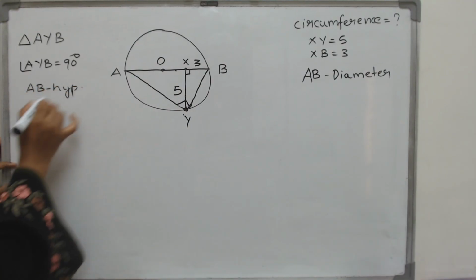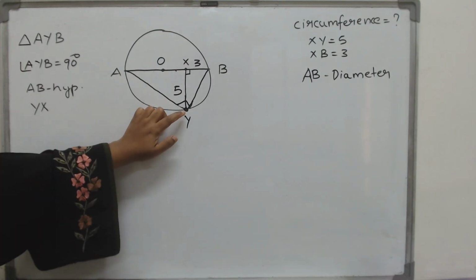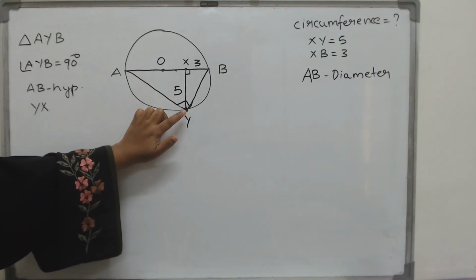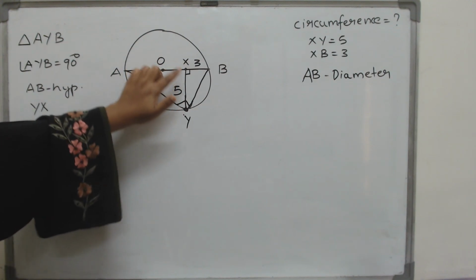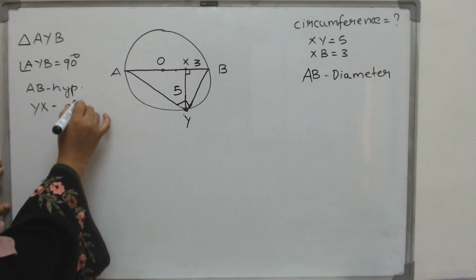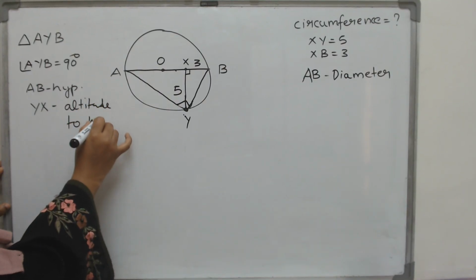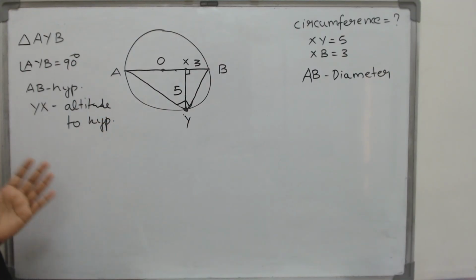And then what about the line YX? What do we call a line which connects a vertex to the opposite side perpendicularly? It is an altitude. And it is an altitude to the hypotenuse of a right triangle. Then what is the first theorem that comes to your mind? The geometric mean theorem.